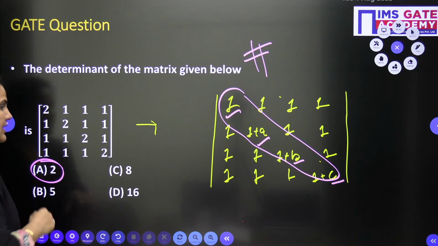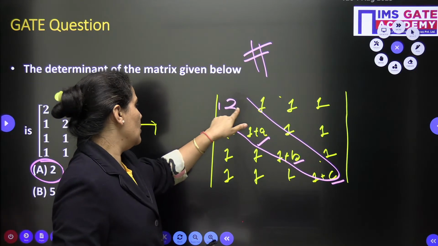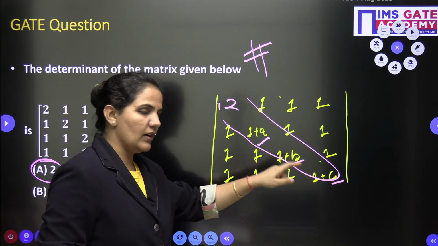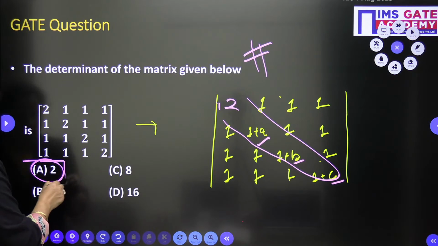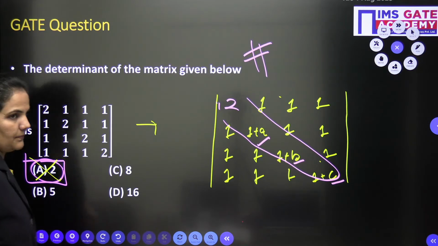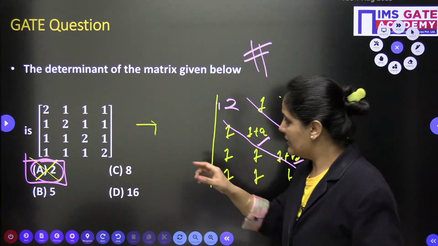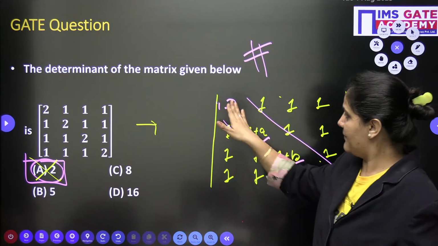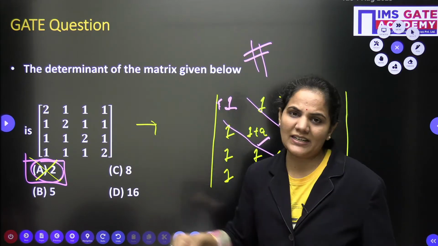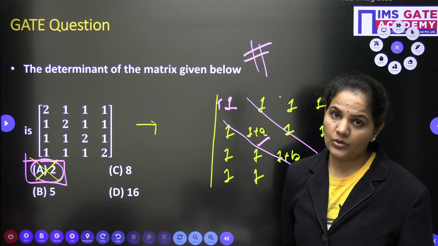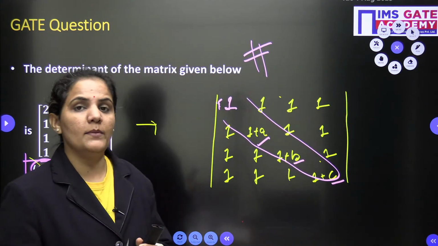I can see someone is replying with 2 also. Ma'am, as we have this element as 2, so this is 2 into 1 into 1 into 1, so the result is 2. No, this is not right. Beta, do you understand one simple thing? Tell me whether this pattern and that pattern are the same. Can you understand a simple or minor difference between these two?